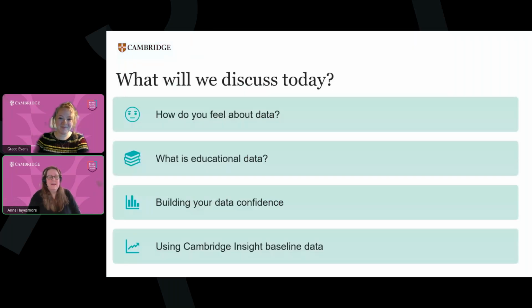And in today's session, we're going to think about how you feel about data. That's where we're going to start off. We're going to explore educational data and what it is. And then hopefully I'm going to give you some hints and tips and some steps into building your own data confidence. And we're going to use Cambridge Insight baseline data as some of our examples when we look at data on the way through today's session.